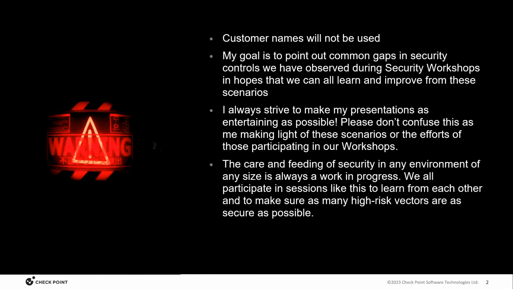And of course, if any of this looks interesting or you're concerned about what might be lingering in your own environment, we can come in and do one of these for you. All right, so let's get started.